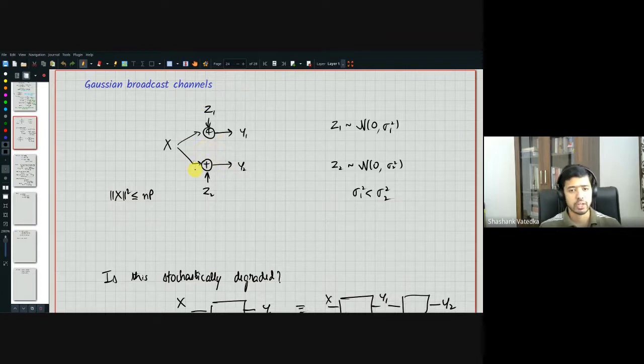So no matter what kind of a broadcast channel it is, even if you have a general k-user Gaussian broadcast channel where each user sees an independently corrupted version of X^n, and the corruption is Gaussian, such a channel is always stochastically degraded. Okay, and since it is stochastically degraded, we know we can compute the capacity or the capacity region of such a broadcast channel.